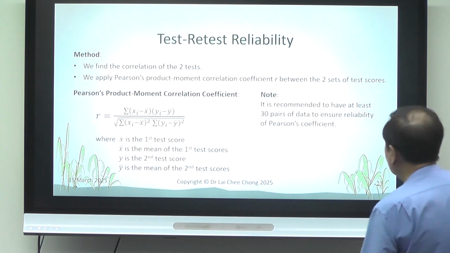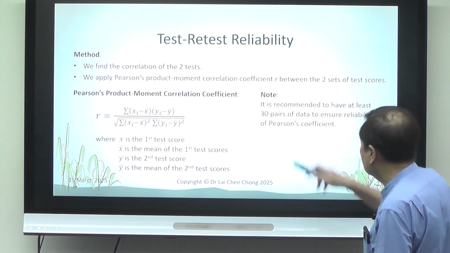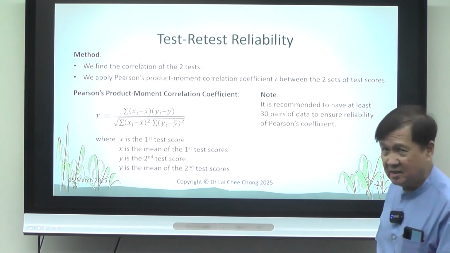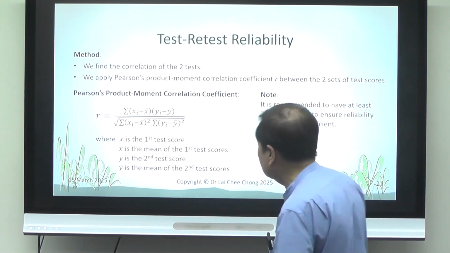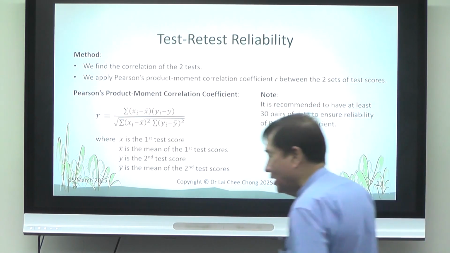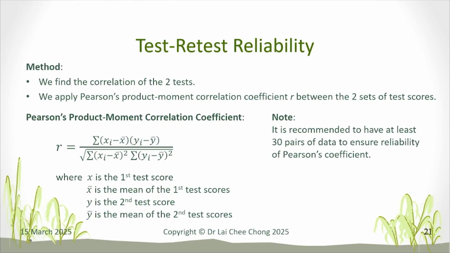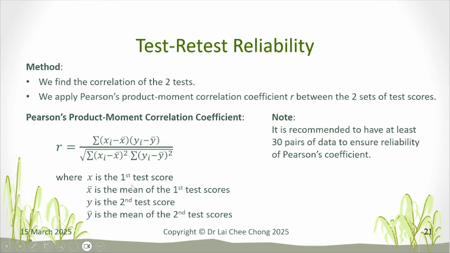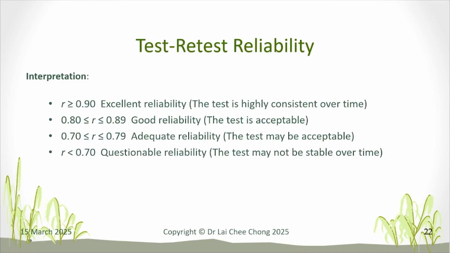Now, ideally, it's good to have at least about 30 pairs of data to ensure the reliability of the Pearson coefficient. Usually, as I said, in statistics it's good to have lots of data. Don't worry about the ugly formula there. The whole thing is little r, called the correlation coefficient. It's a number. What does that number mean? That's important. You must be able to interpret that number r. So I'll give you the interpretation.